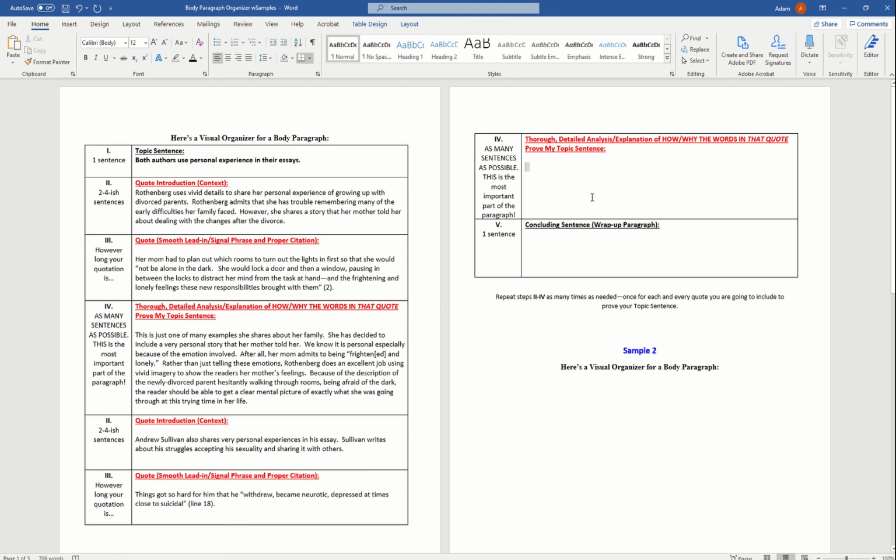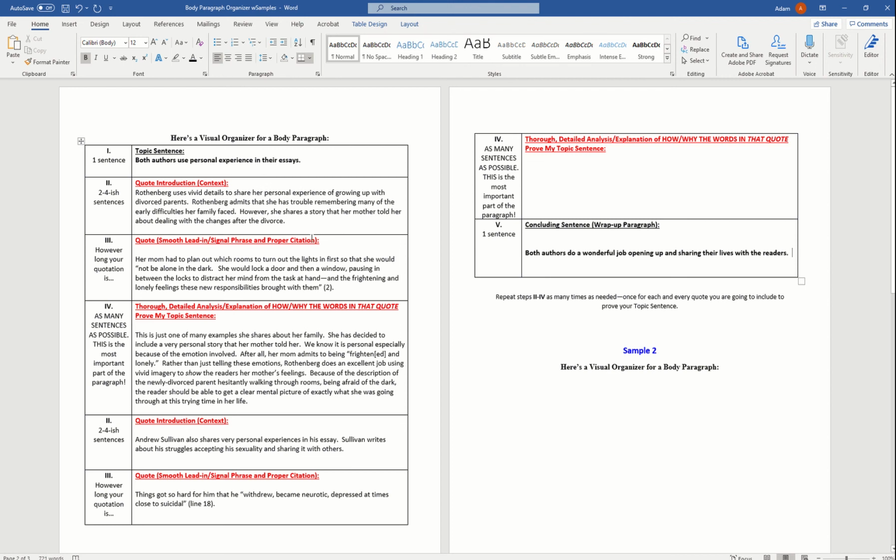And I would just say that a little, or I would write that a little cleaner than I said it, but basically the same thing. And then I need a concluding sentence. Concluding sentence is very similar to the topic sentence. So my concluding sentence for this paragraph is going to be something like, both authors do a wonderful job opening up and sharing their lives with the readers.